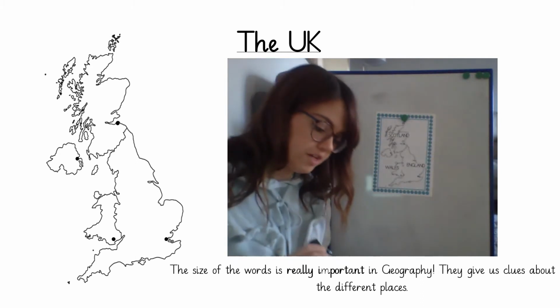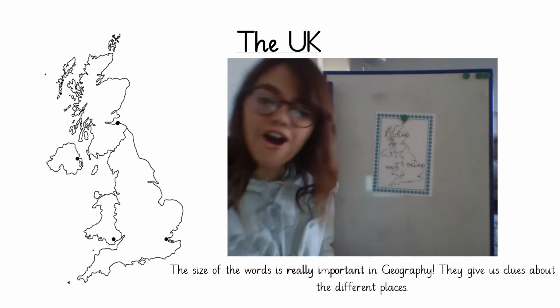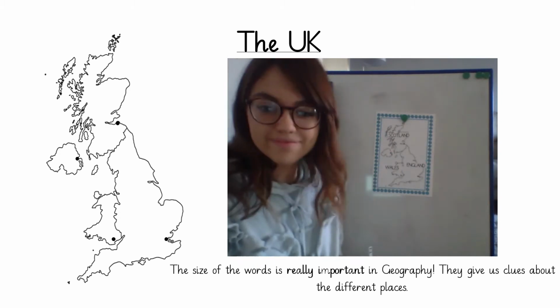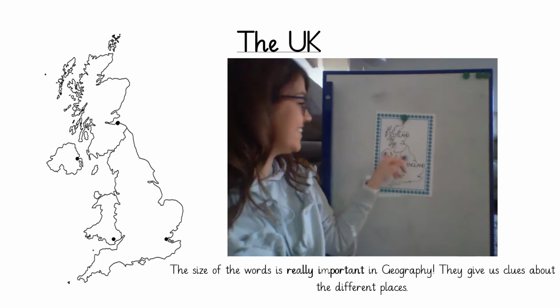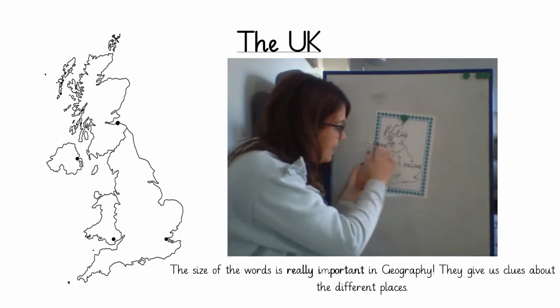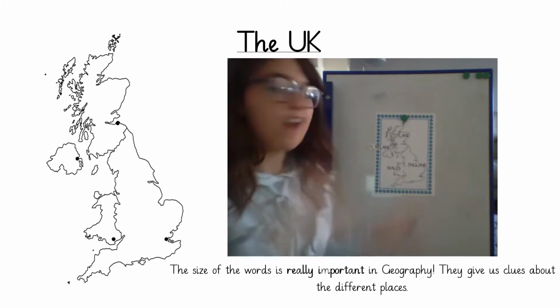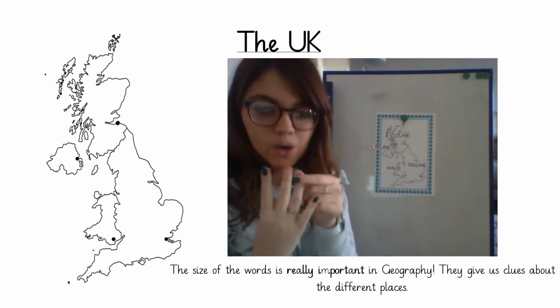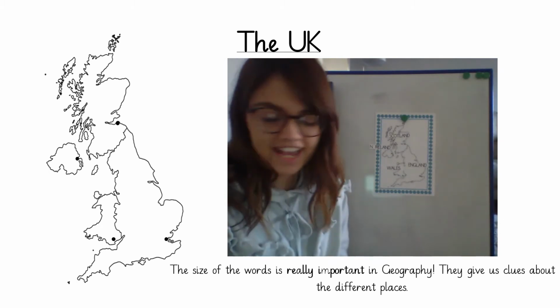Have a little chat with your grown up. Where is Northern Ireland on our map? Well done, it's across the sea. It's over here. Well done. Okay, so we've got our 4 countries. We've got England, we've got Scotland, we've got Wales, and we've got Northern Ireland.